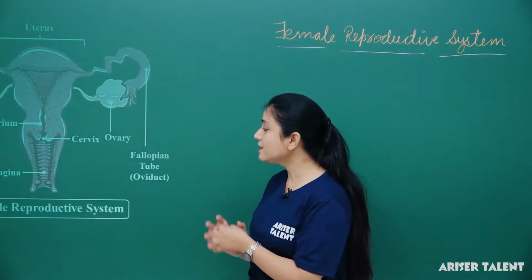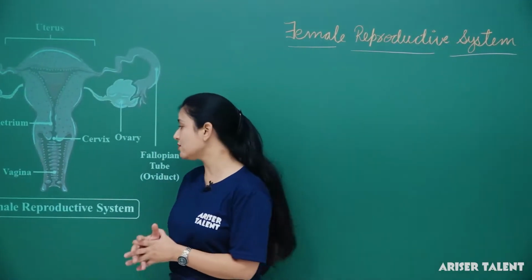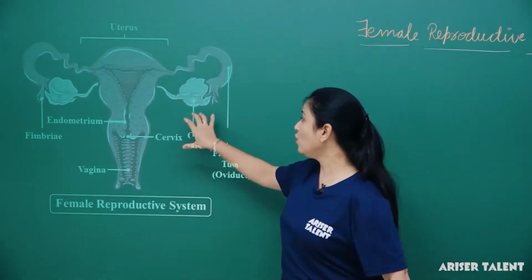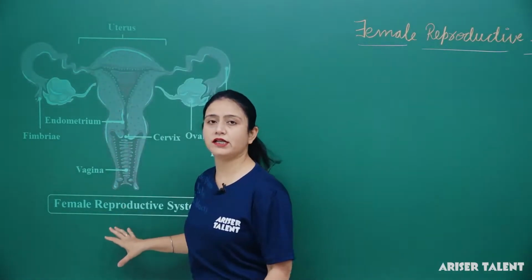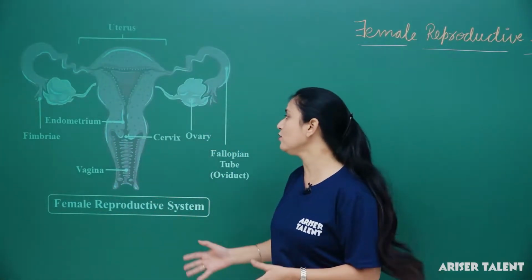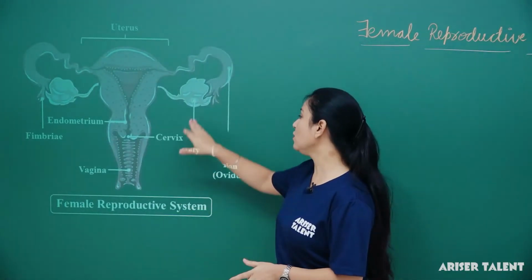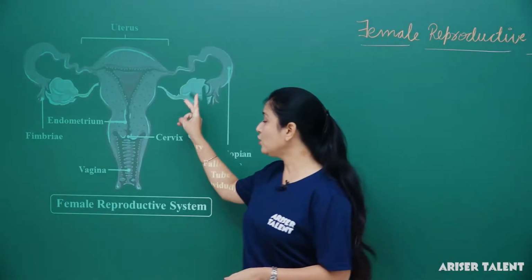Here we can see the structure of the female reproductive system. Let me tell you that the female reproductive system has four main parts. What are they? Ovary, fallopian tube, uterus and vagina. These are the very important organs of the female reproductive system.